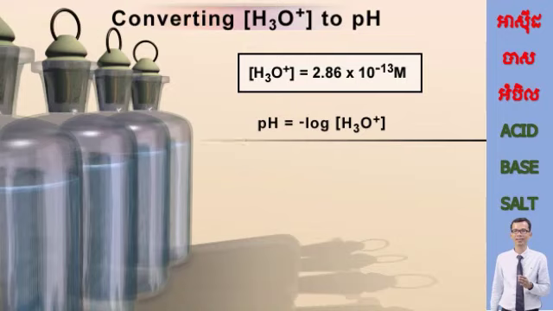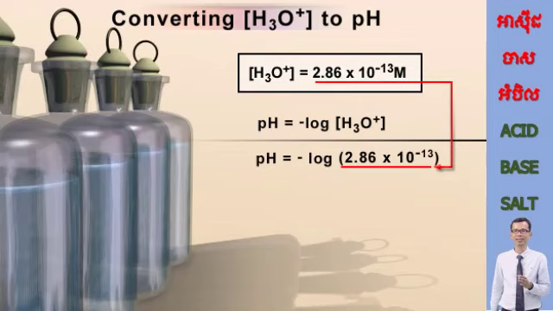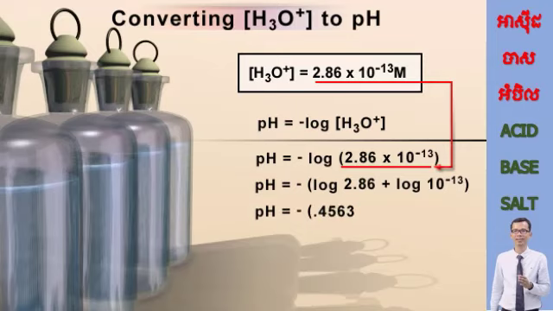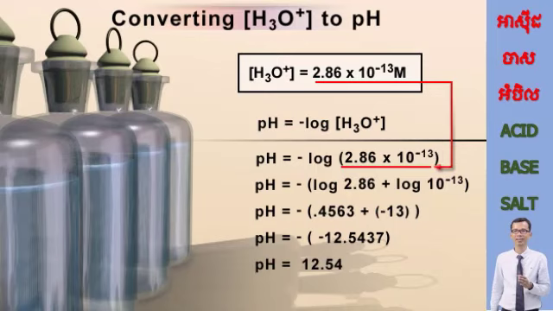Do you remember how to convert molar concentration to pH? Add the log of 2.86, which is 0.4563, to the log of 10 to the minus 13th, which is negative 13. This gives you a log of minus 12.5437, and multiplying by negative 1 gives a pH of 12.5437. Now, round the answer to 2 places past the decimal point, which gives a pH of 12.54.